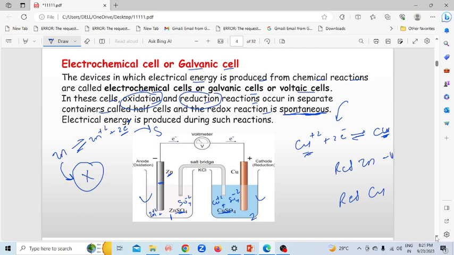Okay, but it should be less negative compared to copper. That's why copper plus 2 can convert into copper. But Zn plus 2 to Zn requires more energy compared to converting copper plus 2 to copper. This is the only thing I need to say. So it requires more energy to convert Zn plus 2 to Zn compared to copper plus 2 to copper.